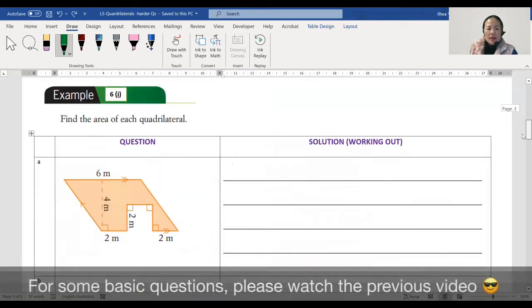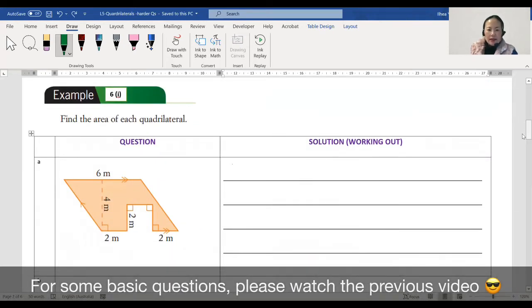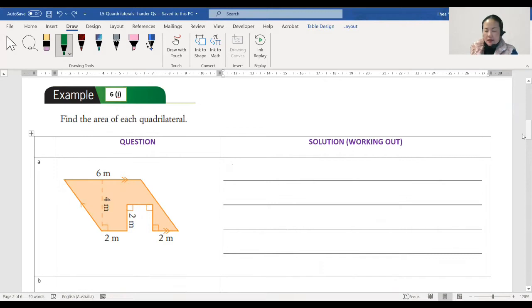Now I put an example 6i there because this is something extra, okay, part 2 of the lesson. So we are still on the same exercise, but I'm going to do some harder questions. Okay, so find the area of each quadrilateral. Let me have a look. Part A here.